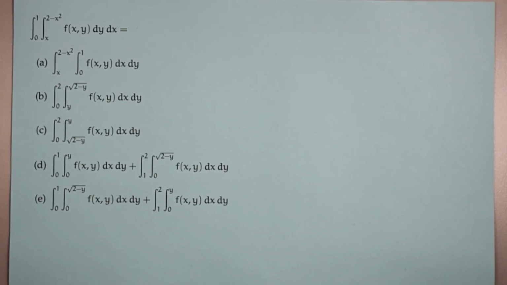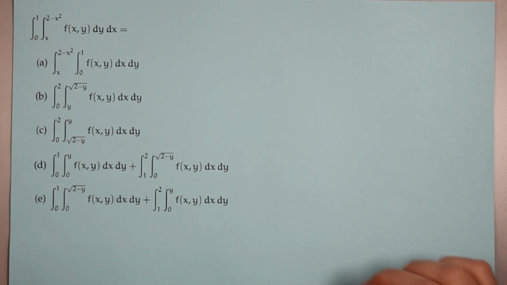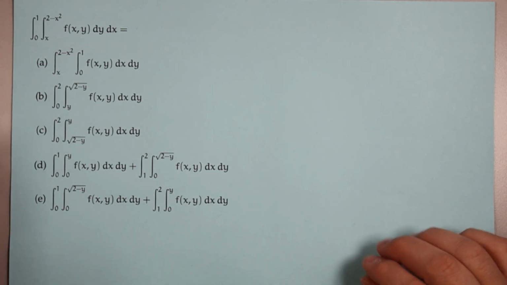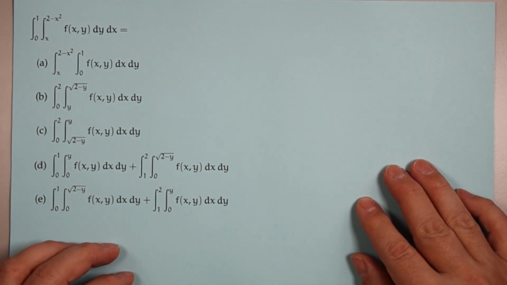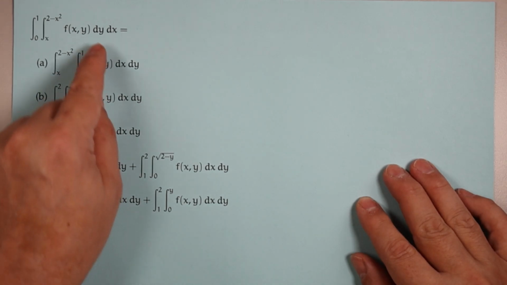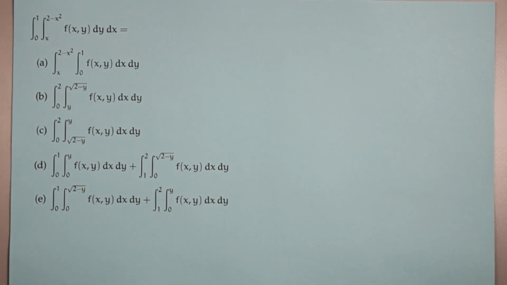So let's start with our warm-up problem. We have the integral from 0 to 1, integral x to 2 minus x squared, f of xy dy dx, and we're told it's equal to one of the following. Wait, what's happened? Well, if you look, this is dy dx, these are all dx dy. So it's like, oh, change order of integration.